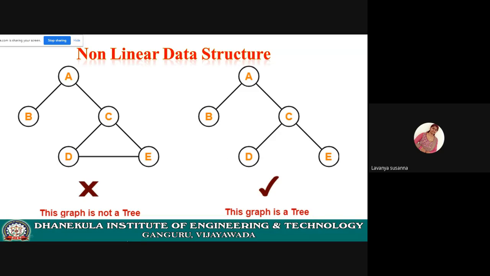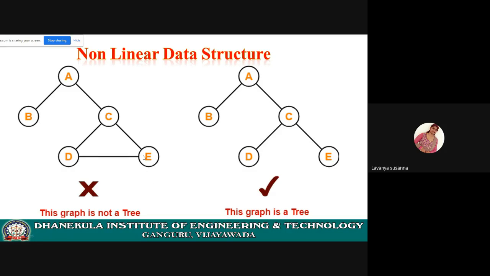About these trees and graphs, you will learn in 4th unit and 5th unit. At that time, you can understand. For now, just see the diagrammatic representations. Okay, left side one is called graph. In graph, there will be cycles. Right side one is called tree. In tree, there will be no cycles.